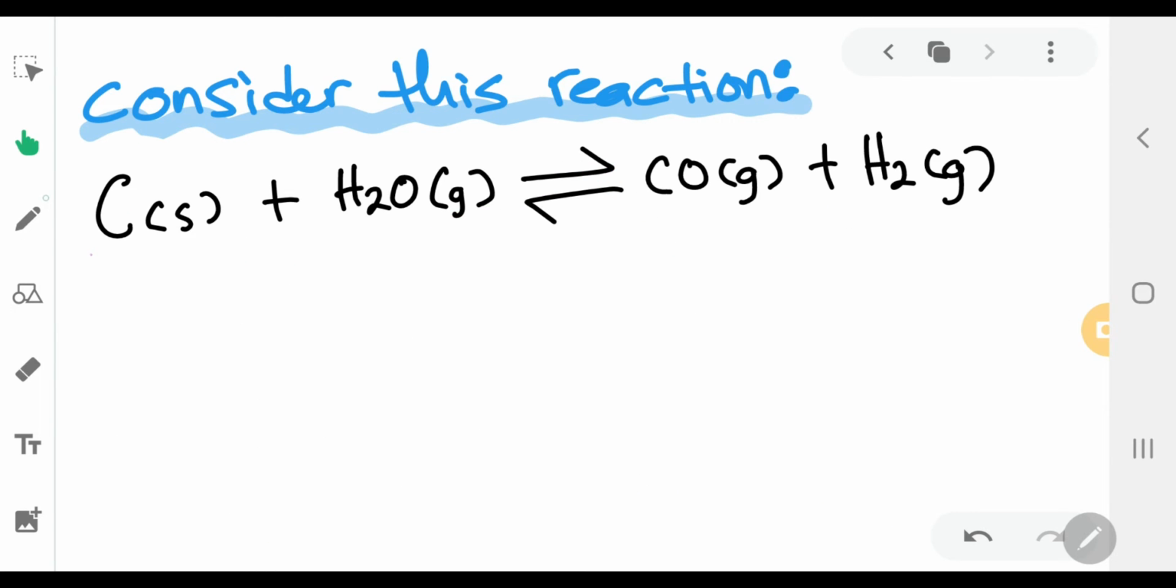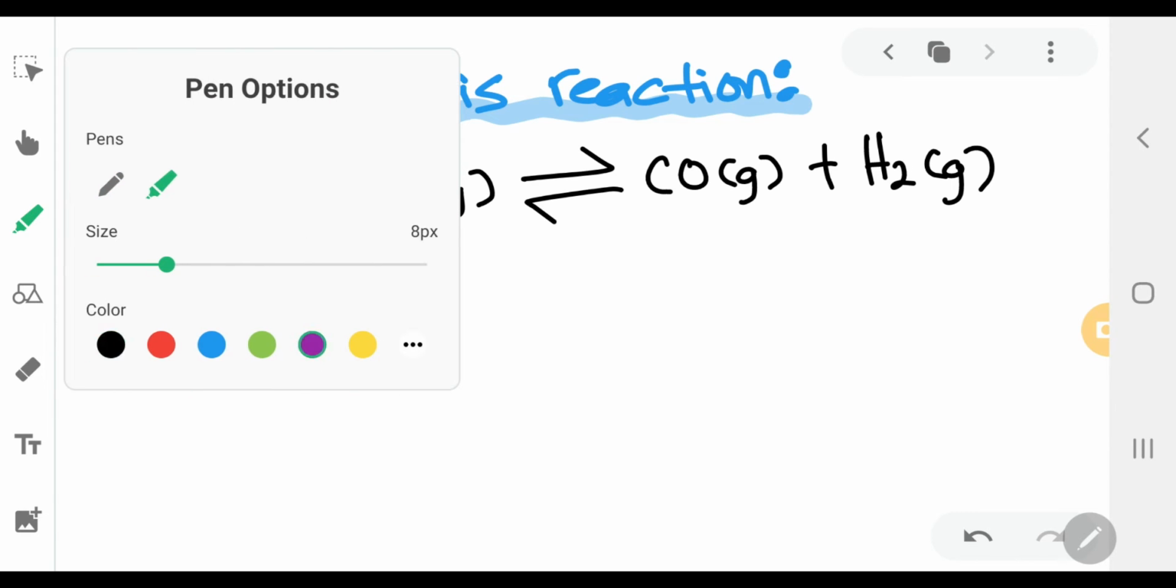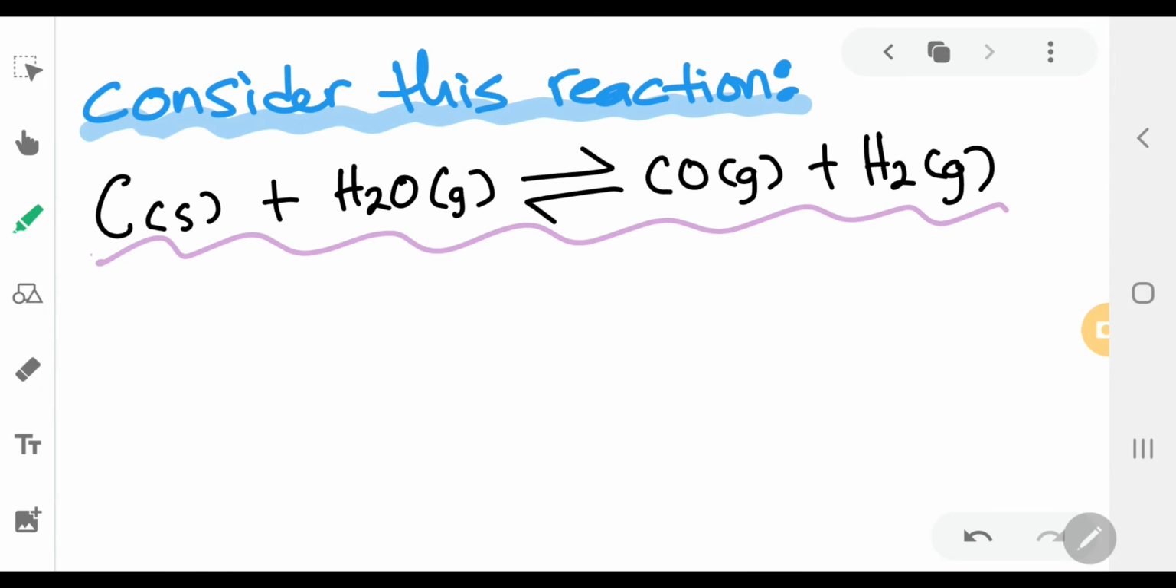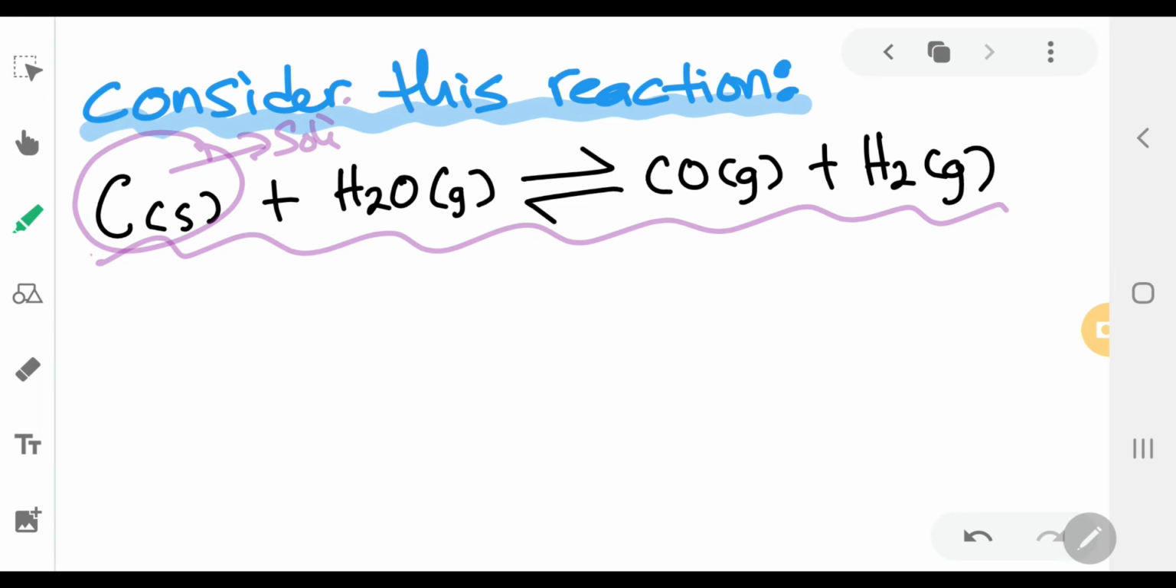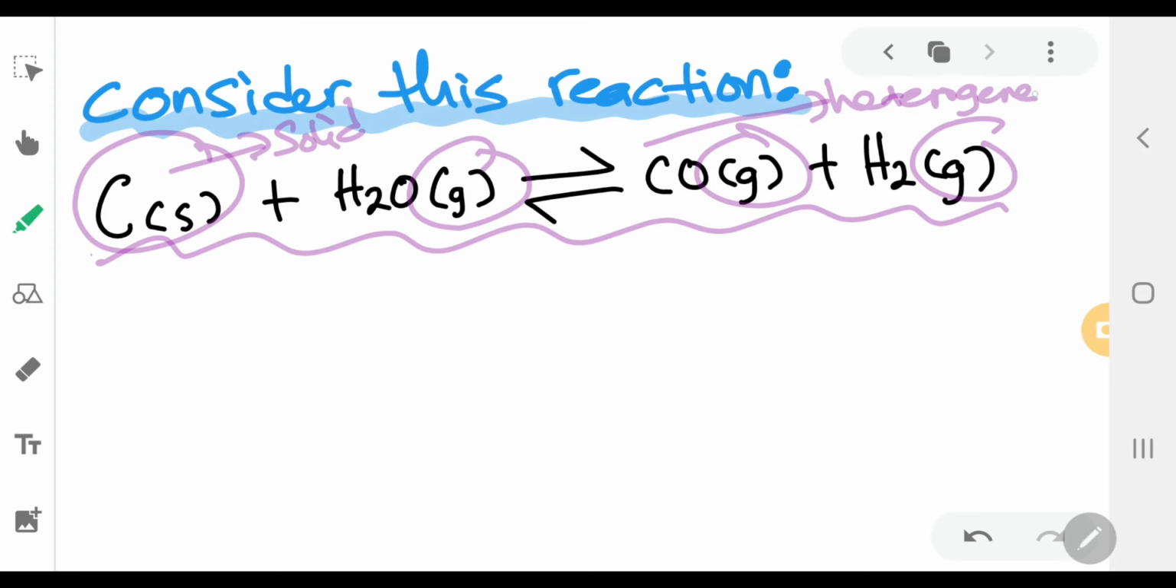Another example here. So this one is considering a heterogeneous reaction. Okay, so you have to look at this reversible reaction over here. As you can see, that one is a solid. Meanwhile, all of them over here are gas. Therefore, this one is a heterogeneous reaction.